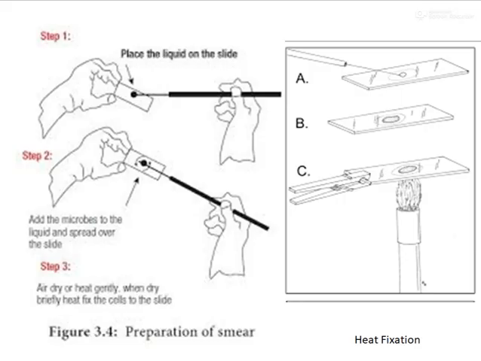Now let's have a look at how it is done. You take a loopful of your culture or broth, or your liquid source of bacteria. You spread it over the slide in a particular area, and then you air dry it and heat gently. This is how you prepare a smear.